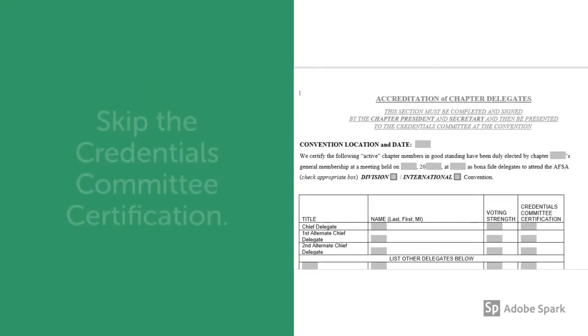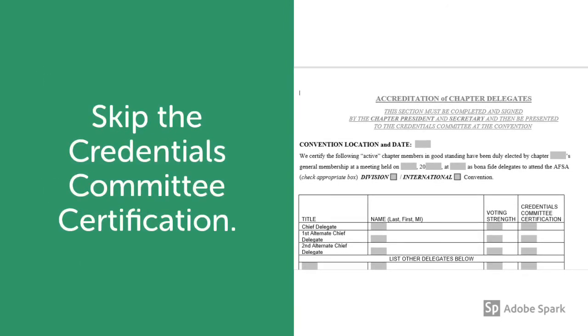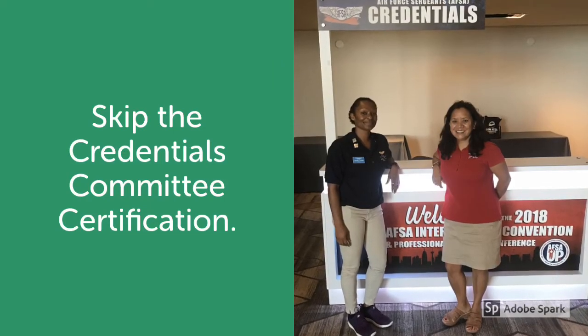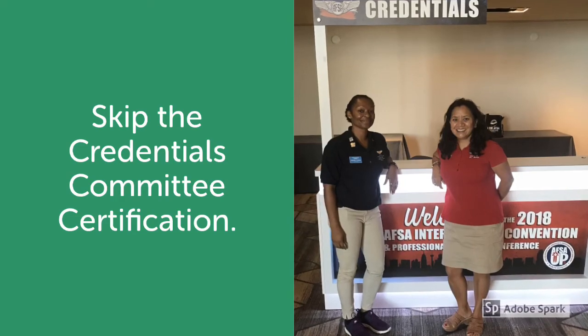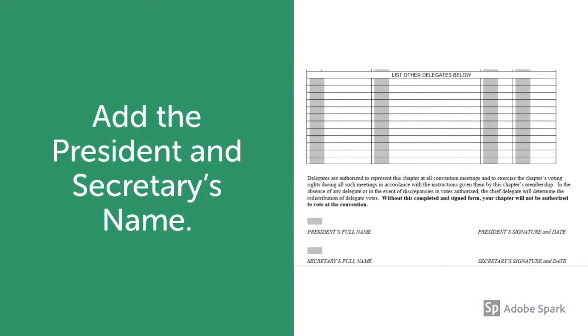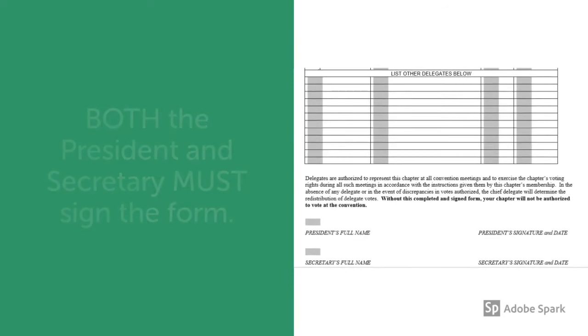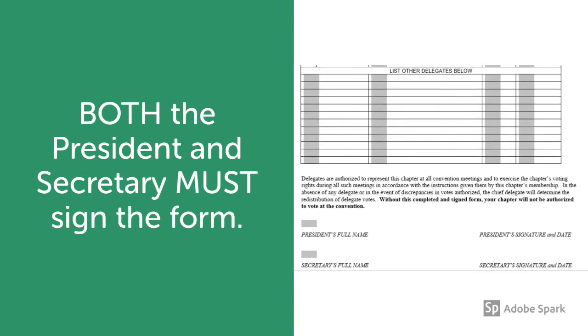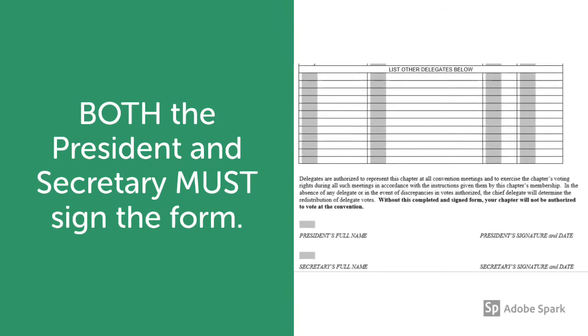Don't put anything in the Credentials Committee certification. This will be completed by the Voting Credentials Committee at the convention. At the bottom of the form, legibly add the president and the secretary's name. And then the most important part, it must be signed by both the president and the secretary.